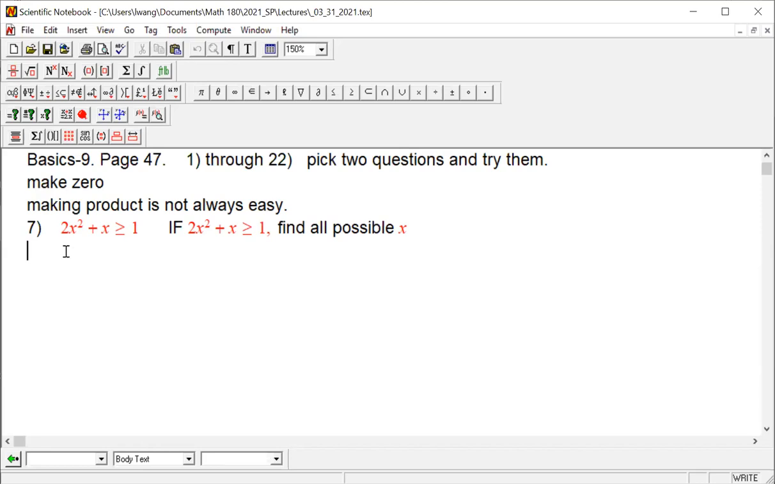Yeah, so making 0. I'm so glad you guys proposed that. So if this is true, then we're going to make that 0. 2x squared plus x minus 1 larger than or equal to 0. And then what do you do from here?